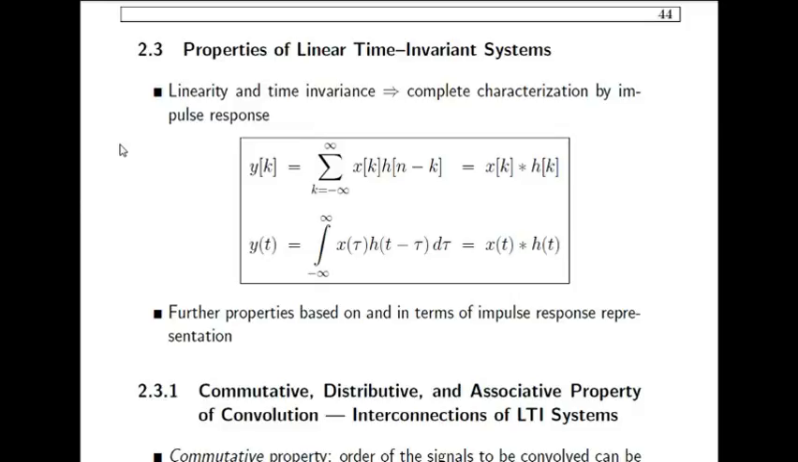In the last tutorial we talked about convolution sum and convolution integrals. In this tutorial we'll talk about properties of linear time invariant systems. So now let's move forward and start with the properties.